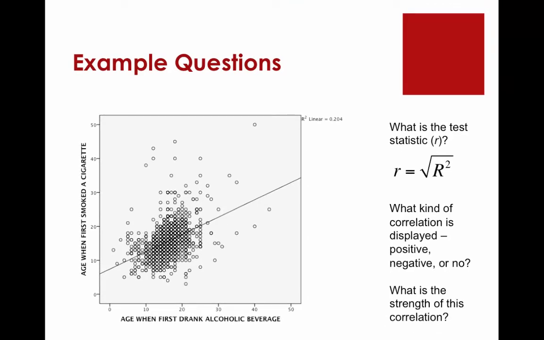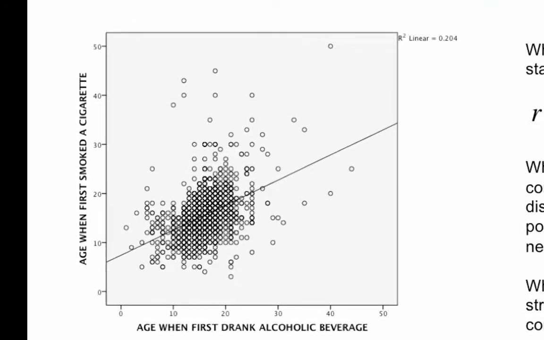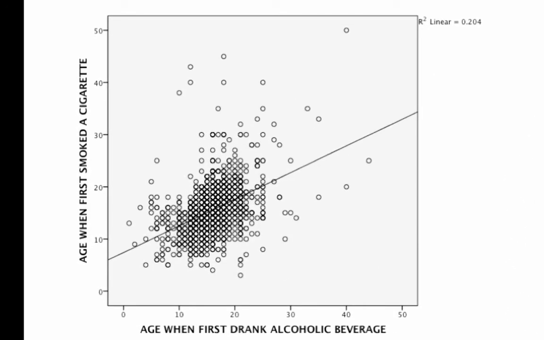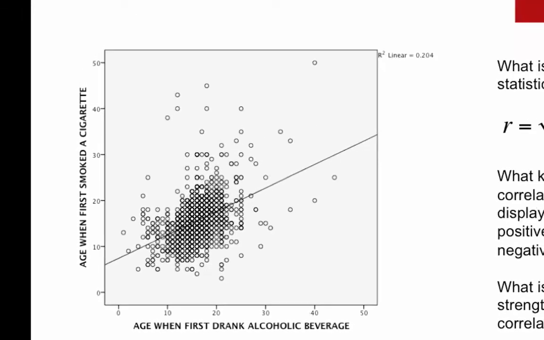What is the strength of this correlation? Well, if we're looking at the scatter plot, we see there's some dispersion, right? But we see there's also a lot of clumping together. So at this point we can't say too much as far as the strength, so we're going to have to turn to our correlation coefficient test statistic itself, little r, to make that interpretation. If you calculate it correctly, you should get 0.452, and when we look at the table at the beginning of the lecture, that corresponds to a moderate correlation. So this is a moderate positive relationship between age first drank alcohol and age first smoked cigarette.